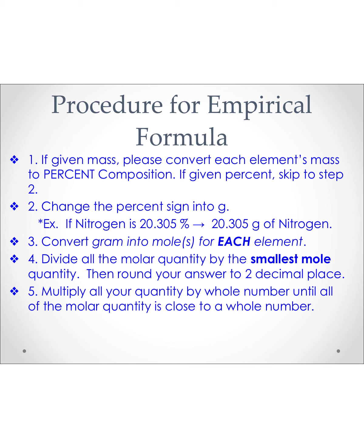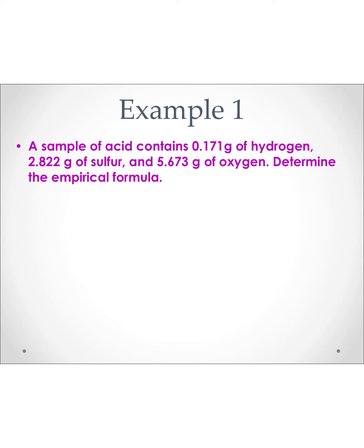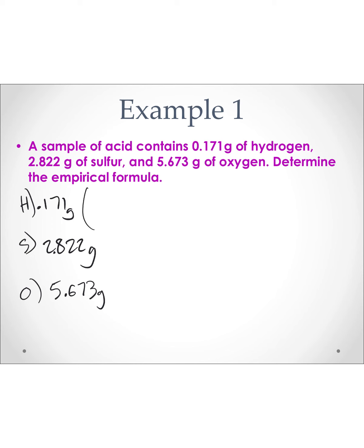So here's the procedure again, just like we did in class multiple times. I'm just going to do one more example so that you have a video to use. So we have a sample of acid here containing 0.171 gram of hydrogen. We also have 2.822 gram of sulfur. And we have some oxygen, that's 5.673 gram. The procedure tells us to convert all of these masses, if it's not given in gram, to mole. And once again, if it's given in percent, just change it to gram.